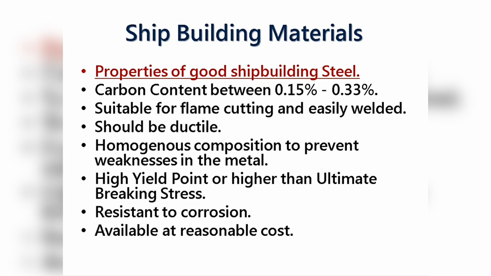Now we come to steel. So steel being used on ships, your carbon content should not be more than 0.3. Ideally, it should be 0.15 to 0.3. Second thing, your steel should be such that you can do welding and cutting. It should be ductile. It should be of homogeneous composition. That means throughout the steel plate, it should not be thick and thin. It should be homogeneous, otherwise you will have weaknesses which can cause fatigue and fracture. Yield point should be high and it should be resistant to corrosion. It should be available at reasonable cost because you're doing shipbuilding.